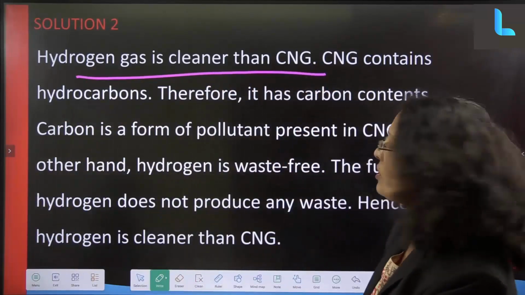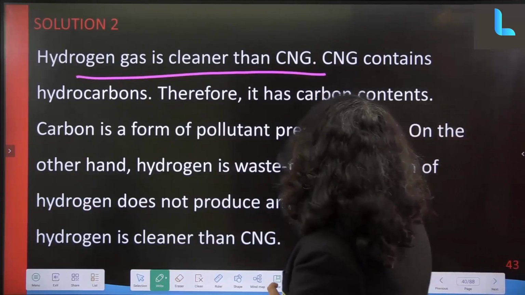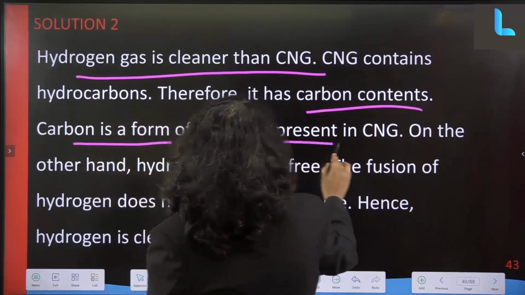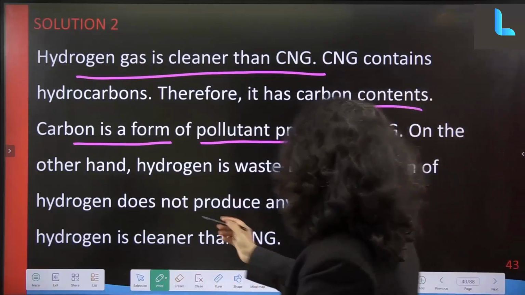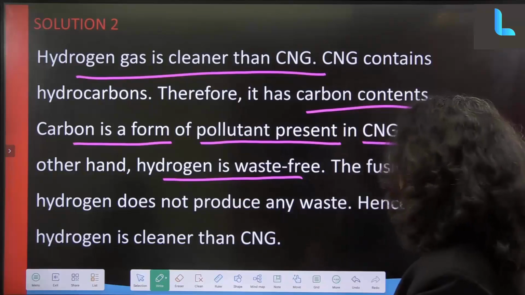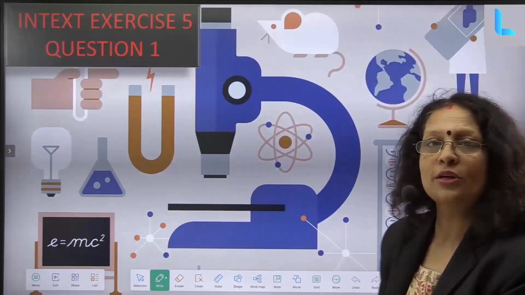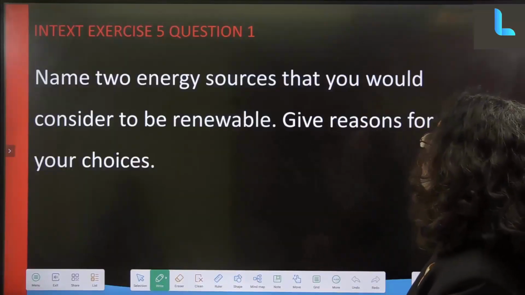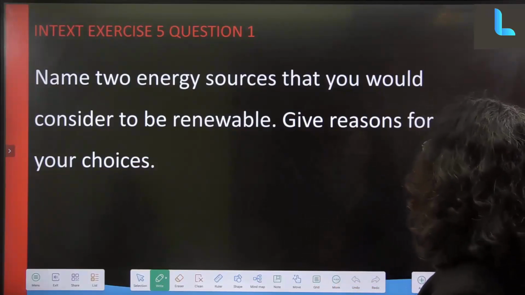CNG is compressed natural gas. CNG contains hydrocarbons, therefore it has carbon content. Carbon is again a form of pollutant present in CNG. On the other hand, hydrogen is waste free. The fusion of hydrogen does not produce any waste, hence hydrogen is cleaner than CNG. But obtaining so much hydrogen is also one of the big problems.